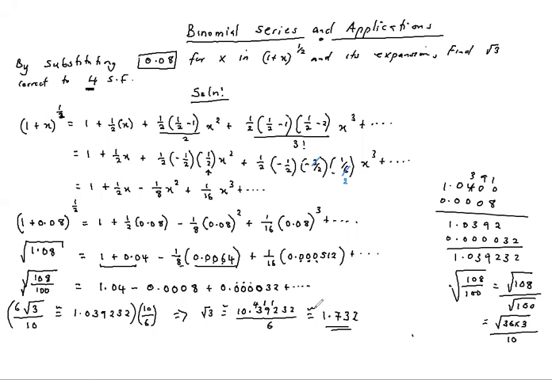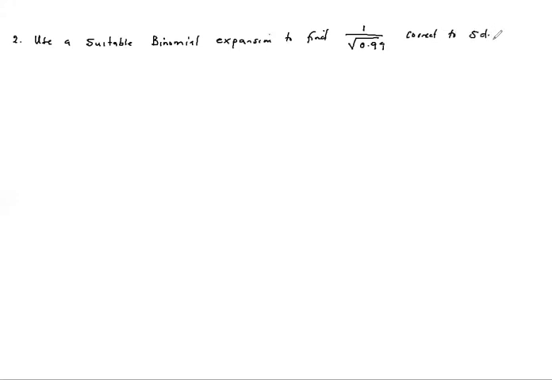So if you understand this, then you can just do another question that is almost like this. That is, use a suitable binomial expansion to find, so that is example 2. Use a suitable binomial expansion to find 1 over root 0.99, correct to 5 decimal places.